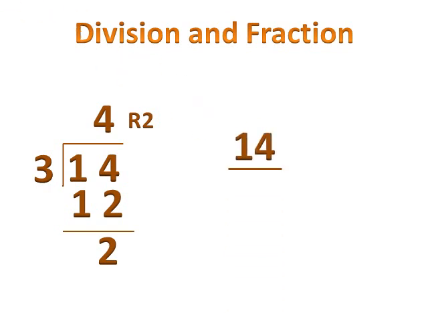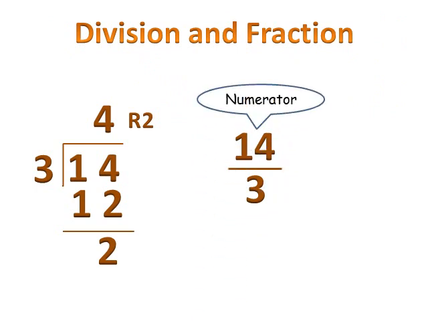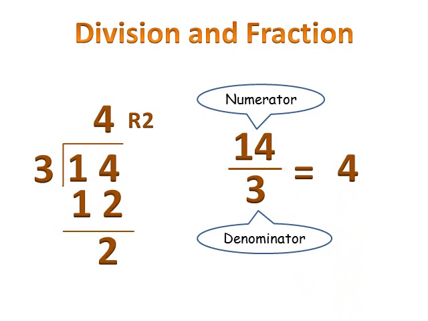Okay, so let's copy that same thing from our division operation. As a fraction, 14 divided by 3, where 14 is your numerator and 3 is your denominator. So 14 divided by 3 is just like 14/3. Okay, if we simplify that into a mixed number, we write 4 and 2/3.